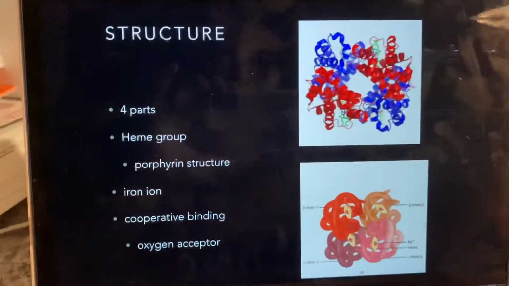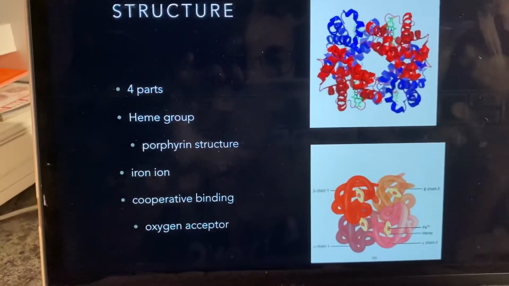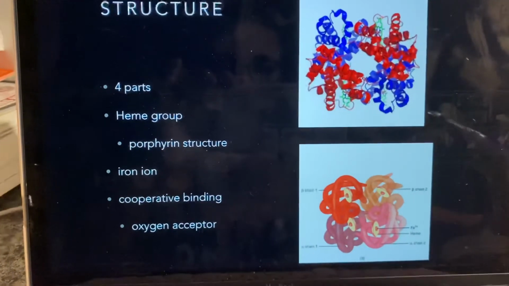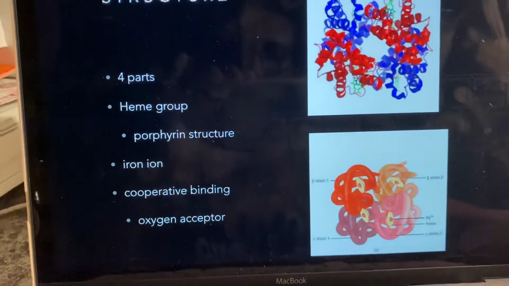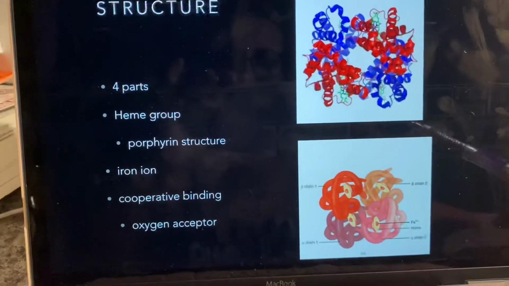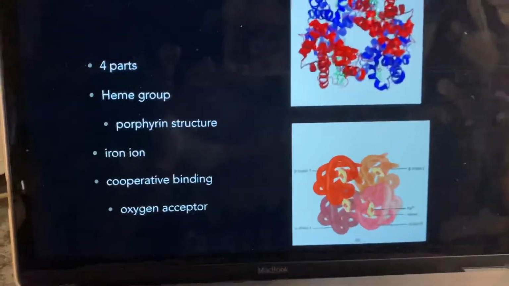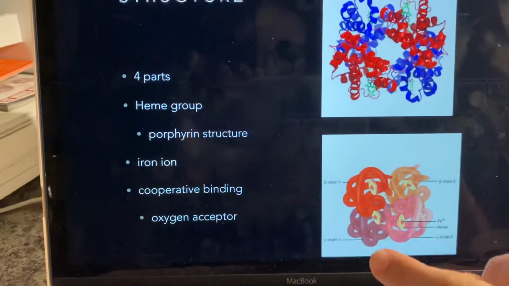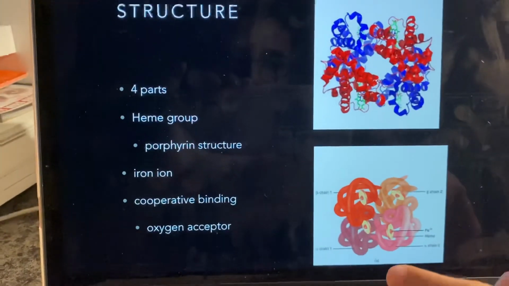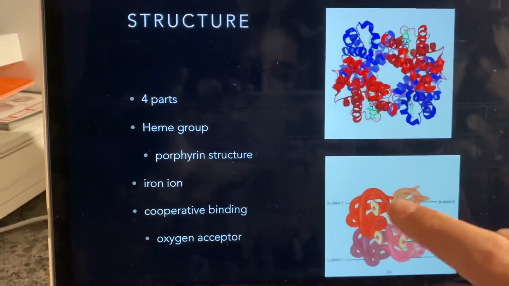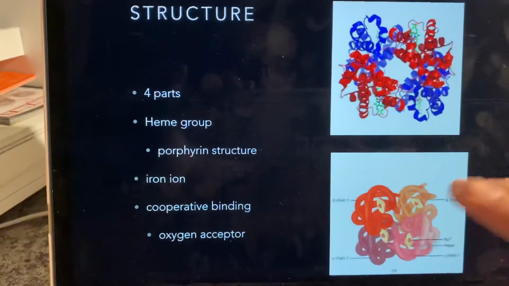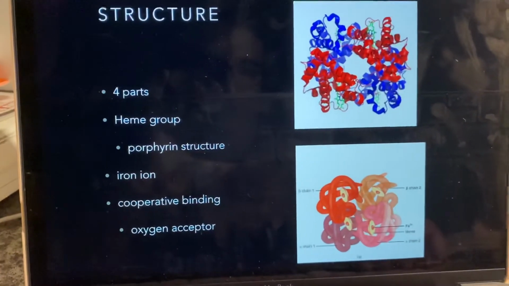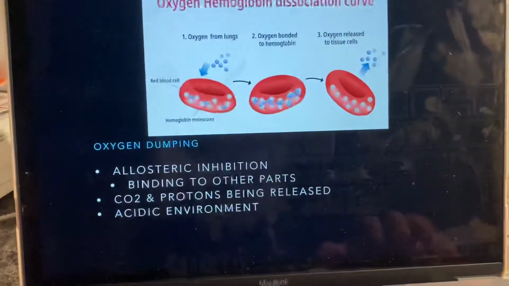Hemoglobin is a polymeric structure, and it helps with cooperative binding, and it's an oxygen acceptor. So it helps to accept the oxygen in the red blood cells. As the hemoglobin is in the red blood cells, it works with the environment around the red blood cell to help accept the oxygen that is surrounding it. It also helps with getting rid of the oxygen. We'll go into that in a second.